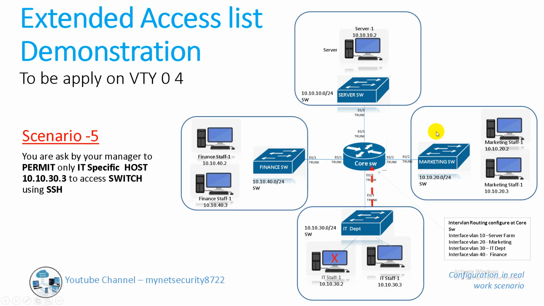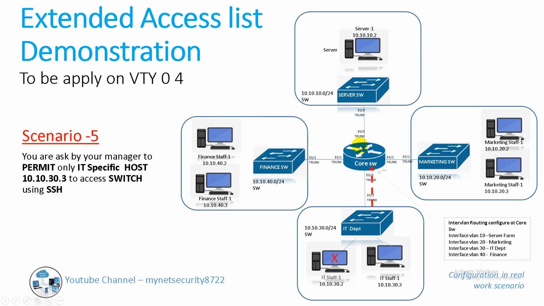So this is my topology. As you can see, this is an enterprise level of topology. We have a core switch, and all the switches are connected to the core switch, and all the interface VLANs are configured on the core switch. Each access switch has two VLANs, one management VLAN for the switch and one data VLAN. They are connected via trunk.